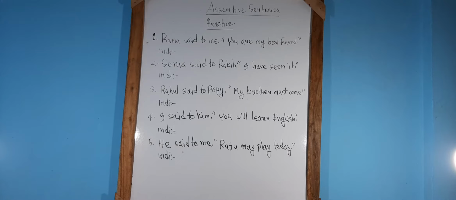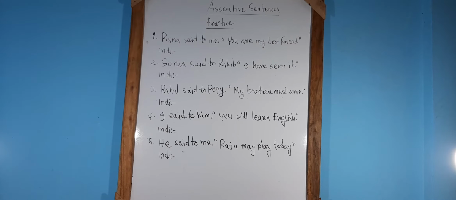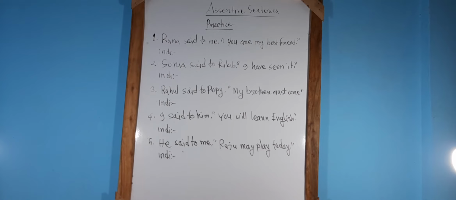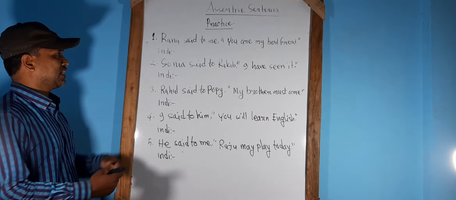Number 2. Sonia said to Rakib, "I have seen it." Number 3. Ruhul said to Poppy, "My brother must come." Number 4. I said to him, "You will learn English." Number 5. He said to me, "Raju may play today." So these are the sentences you have to transform into indirect narration. I'm giving you some time. Within this time, you try to complete it.